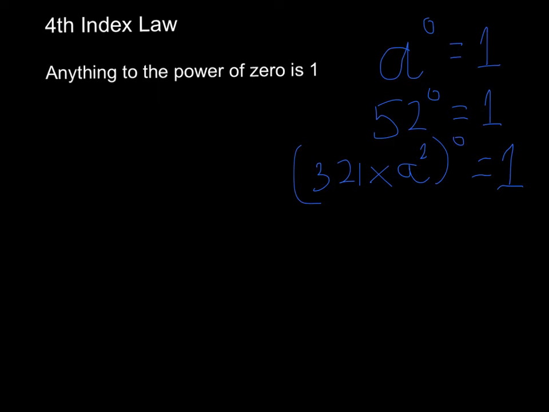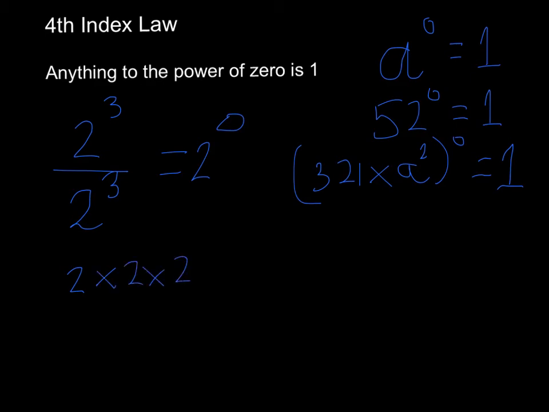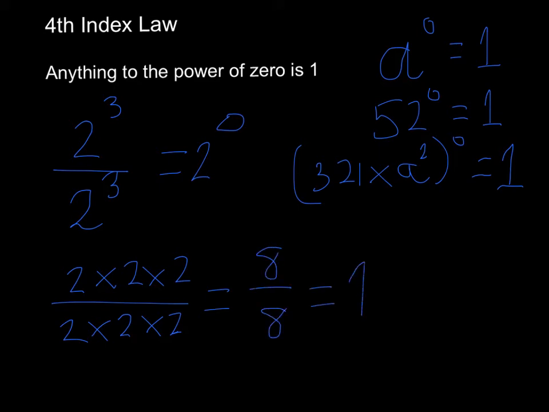To explain this a bit more simply, for example, if you had 2 to the power of 3 divided by 2 to the power of 3, if you use your second index law to subtract the powers, you would end up with 2 to the power of 0. So if I did this a long way and actually had 2 to the power of 3 written out like that, and 2 to the power of 3 written out like that, you can see that that equation is actually equal to 8 divided by 8, which is equal to 1.